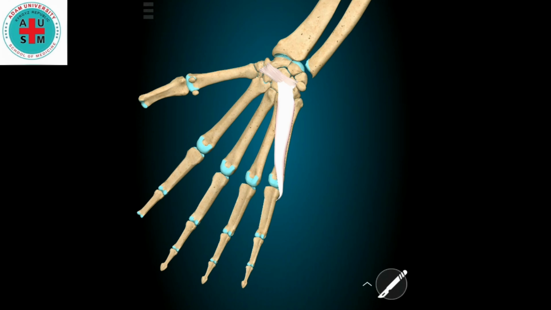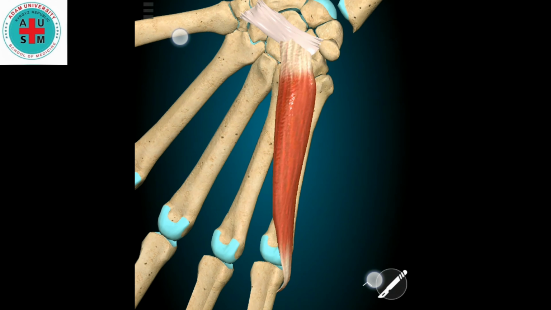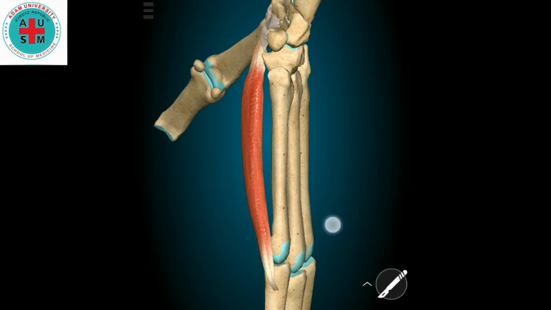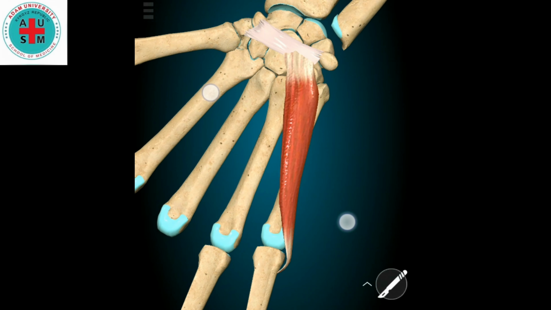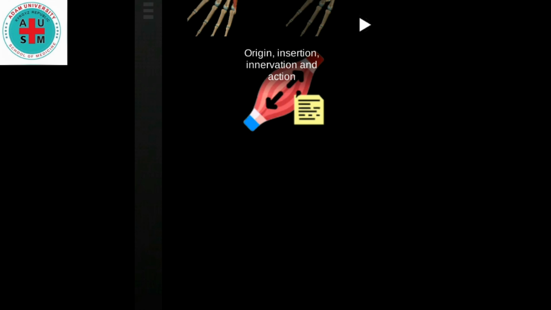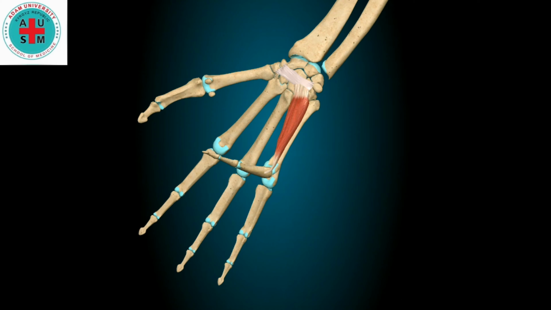This is the flexor digiti minimi muscle, which originates from the flexor retinaculum and is inserted into the base of the proximal phalanx of the little finger and plays an important role in the flexion of the little finger. This is the flexion of the little finger.